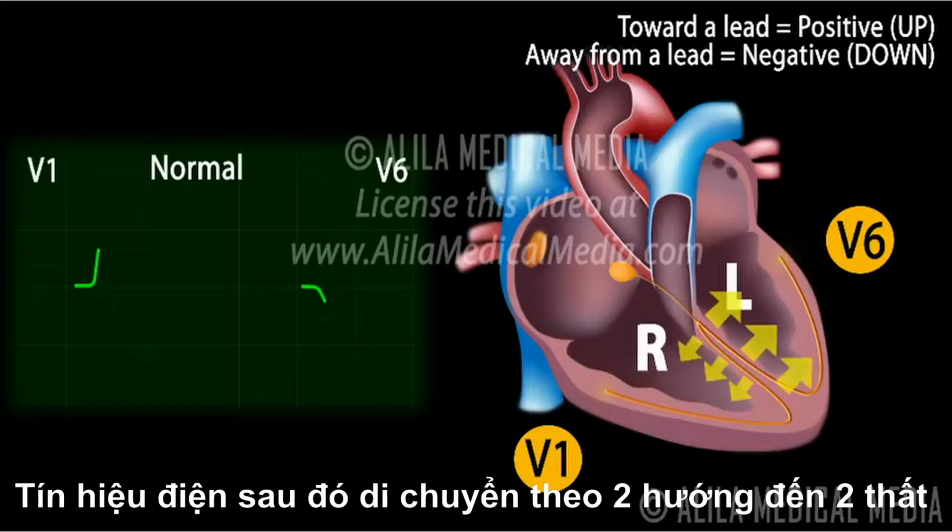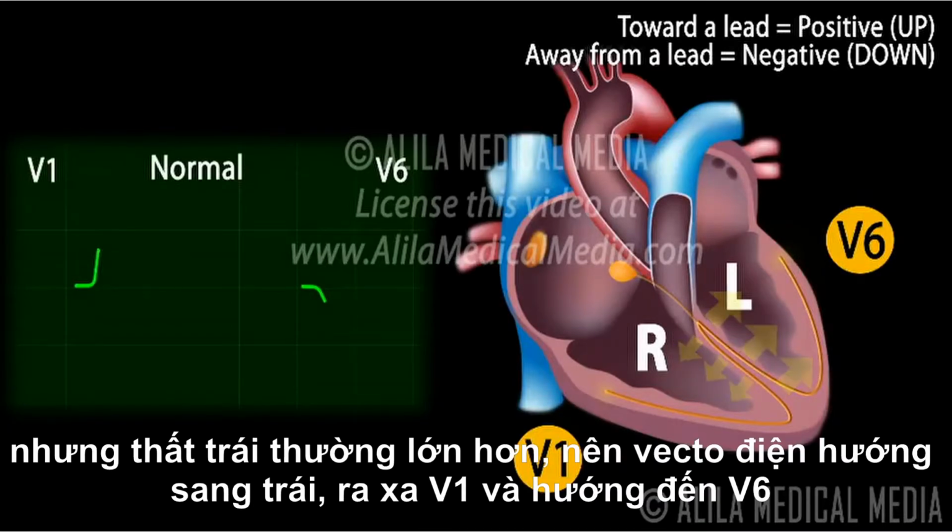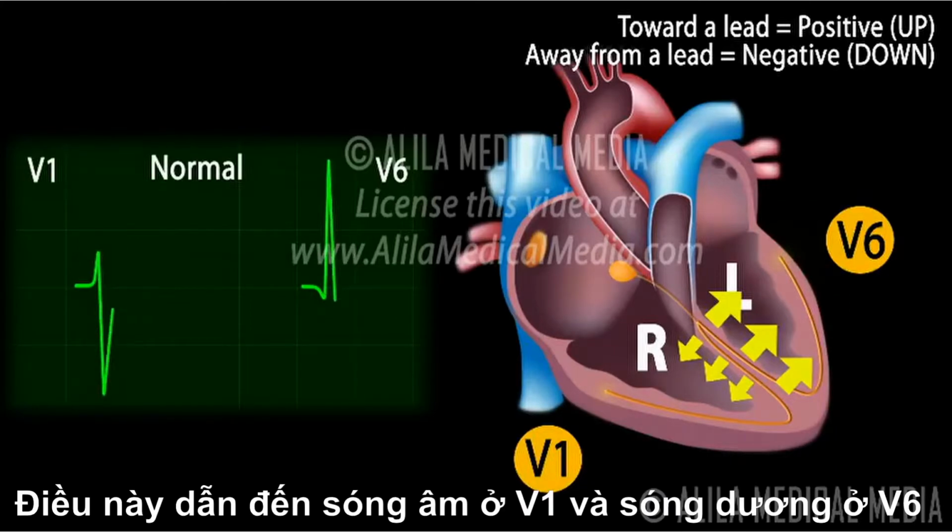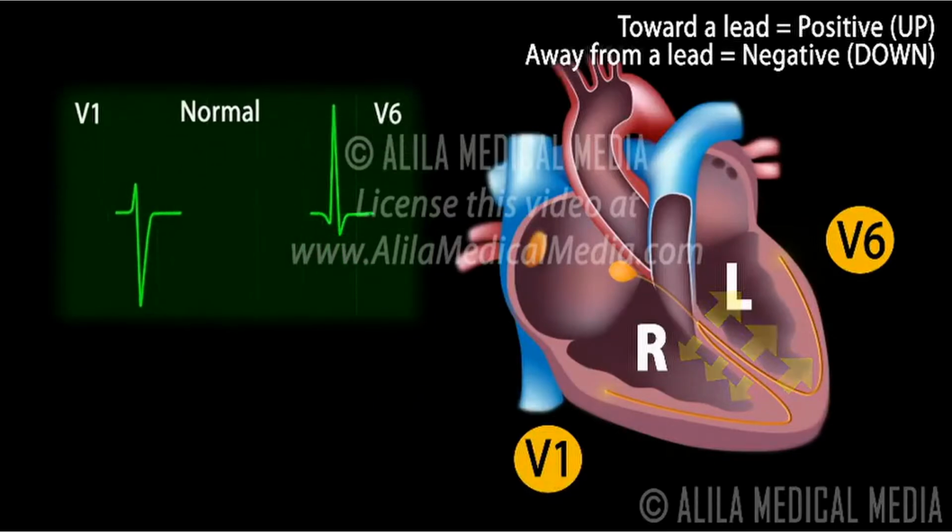The signals then move both directions to the two ventricles, but as the left ventricle is usually much larger, the net movement is to the left, away from V1 toward V6. This corresponds to a negative wave in V1 and a positive wave in V6.